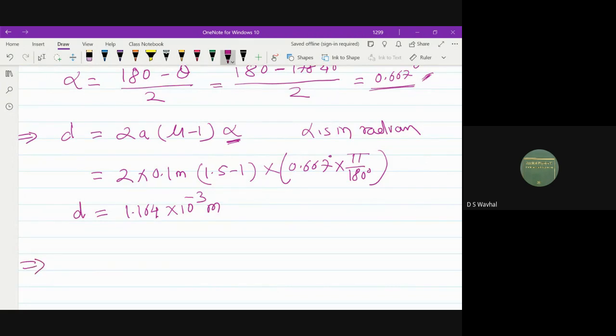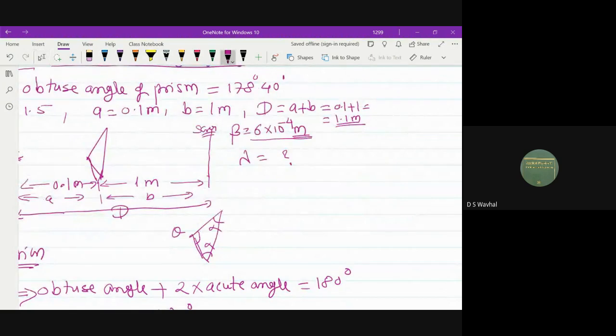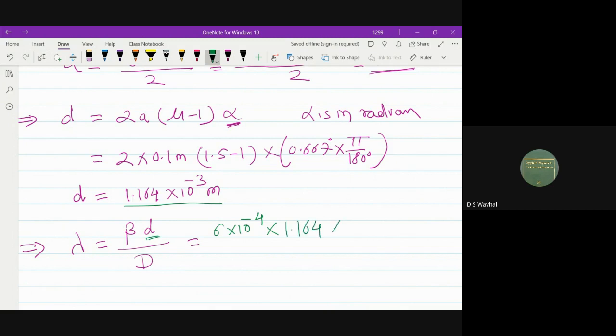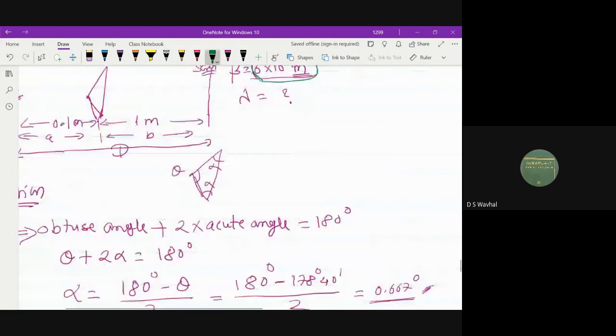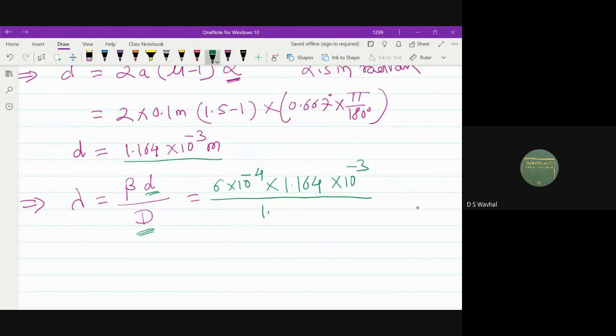What we have to find is lambda. And lambda is equal to beta into d divided by capital D. Beta is given. Beta is 6 into 10 to the power minus 4 meter. 6 into 10 to power minus 4 meter into d, which we just now measured, 1.164 into 10 to power minus 3, also in meter. And then divided by capital D, the distance between source and the screen, and that is 1.1 meter.